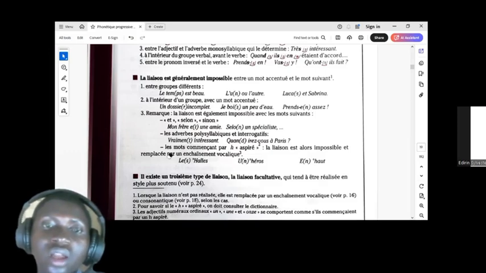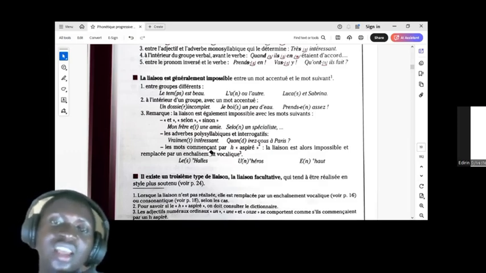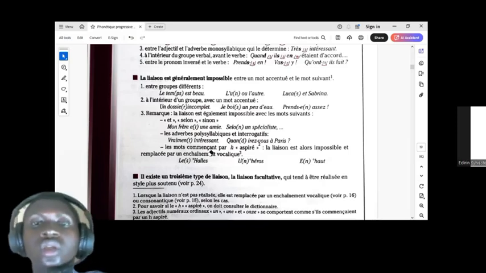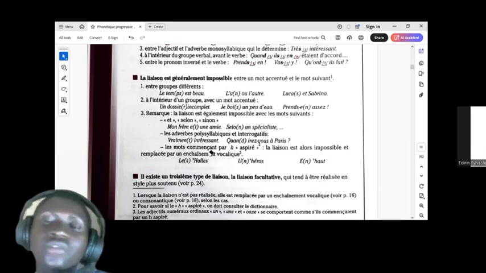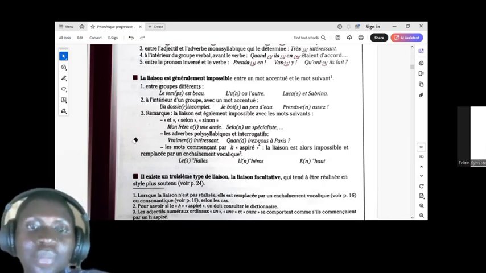Take, for example, vraiment intéressant. You cannot make the liaison. No. Quand irez-vous à Paris? You cannot make the liaison. No. Quand irez-vous à Paris?